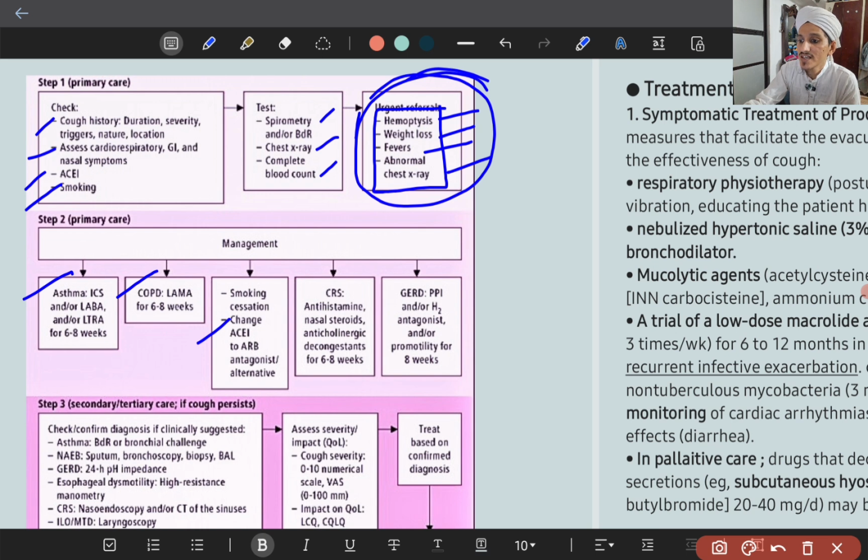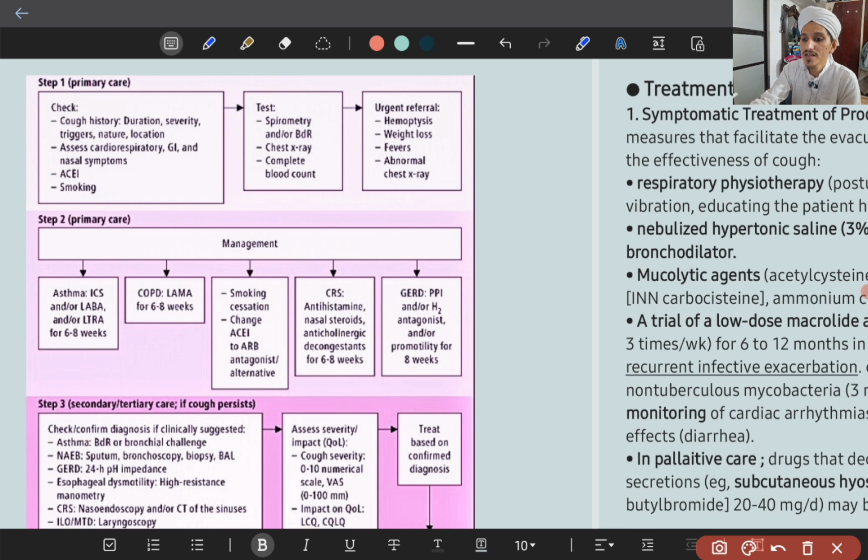And if there is post-nasal drip, meaning chronic rhinosinusitis, then the drug of choice is intranasal corticosteroids. If there is allergic history also, you can give antihistamines and decongestants for 6 to 8 weeks. And if there is GERD history, you give PPI and pro-motility agents for 6 to 8 weeks. So this is just a brief treatment of these common conditions.